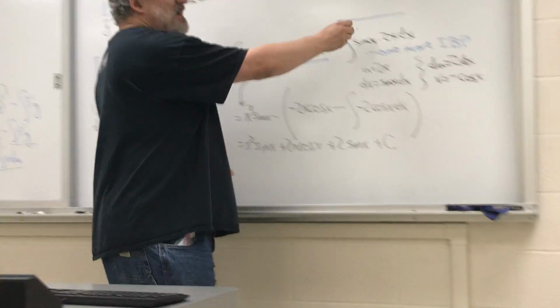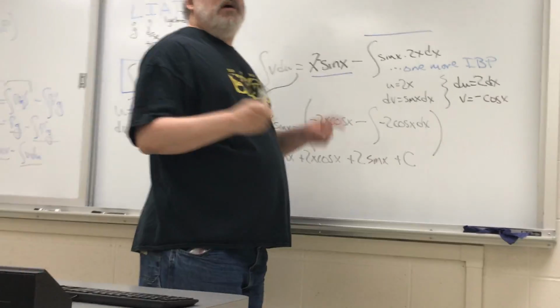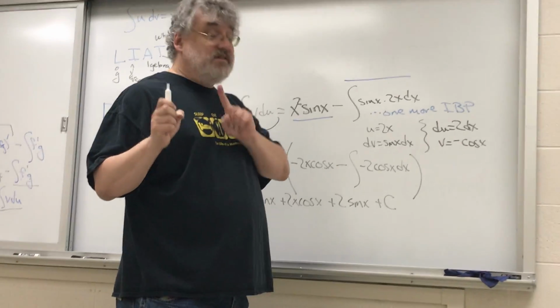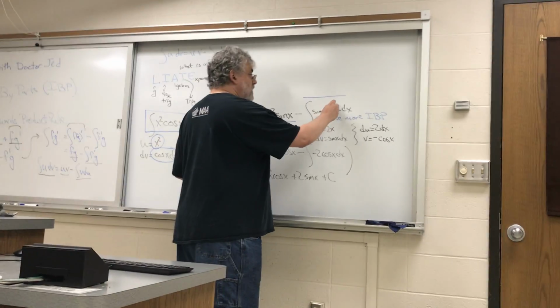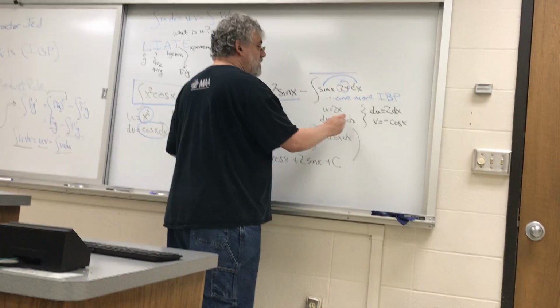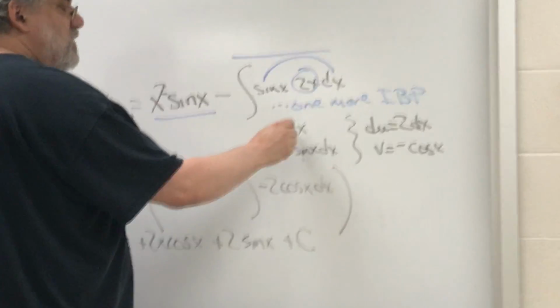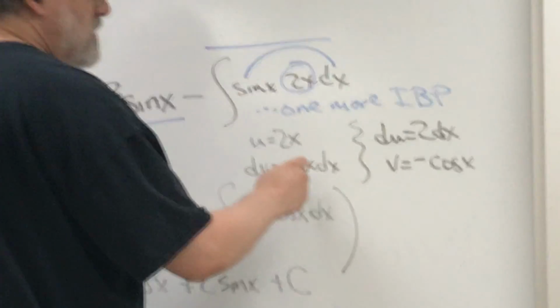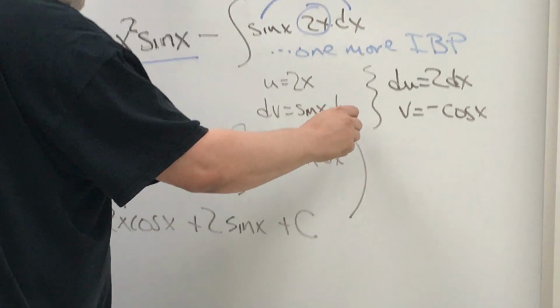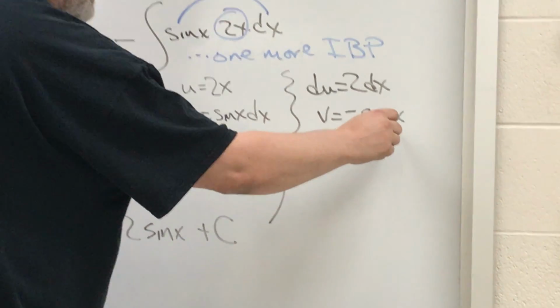Now notice, that one still has a product. So we're going to do integration by parts one more time. This is our u, there's our dv, antiderive it. This time, the derivative of 2x is going to be 2 dx. The antiderivative of the sine dx is going to be minus cosine of x.